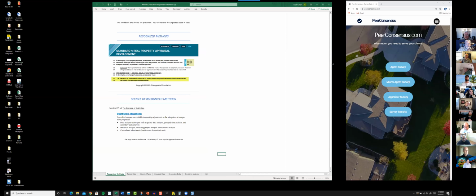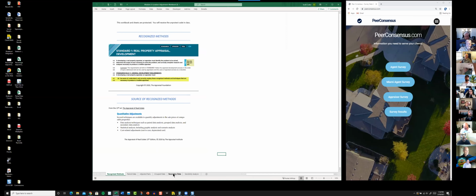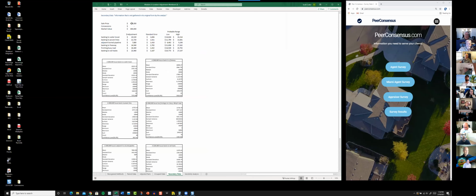Okay, and it says recognized methods, like Tim's page 1 here. So here's secondary data. If you type the number 350 up here, whoops, I've got to unprotect it. So review, unprotect sheet, and I need to type in the password.